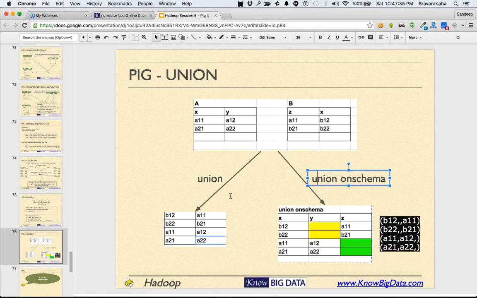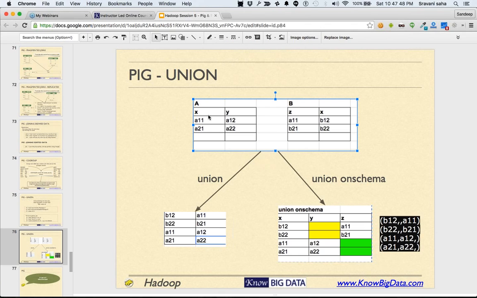Now, union on schema is quite interesting. Union on schema forces the schema on top of these data sets. So what columns does A have? X and Y. B has Z and X. So when you try to enforce schema while unioning, it'll have three columns: X, Y, and Z.